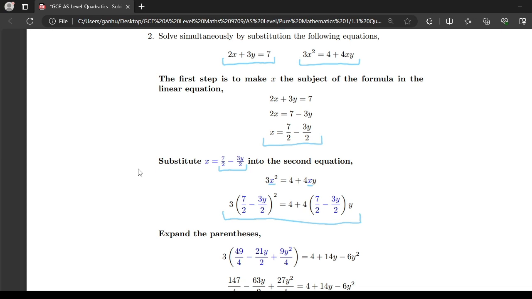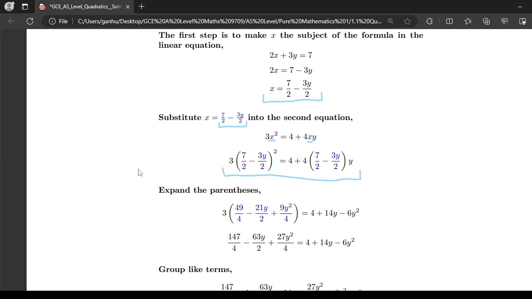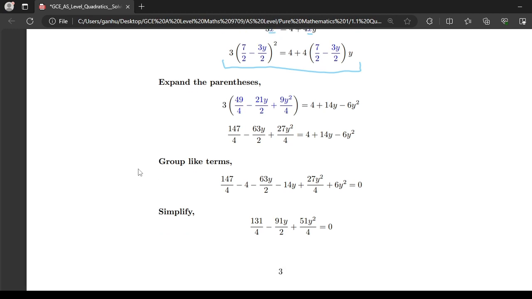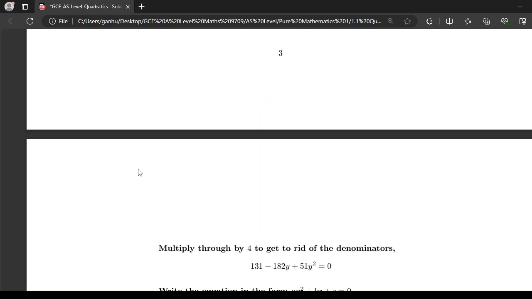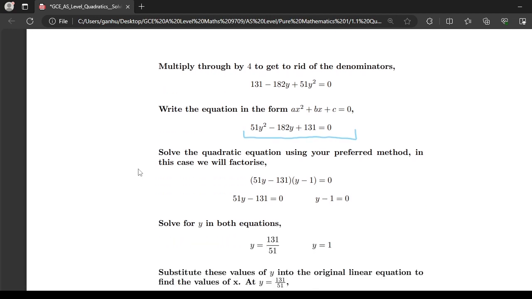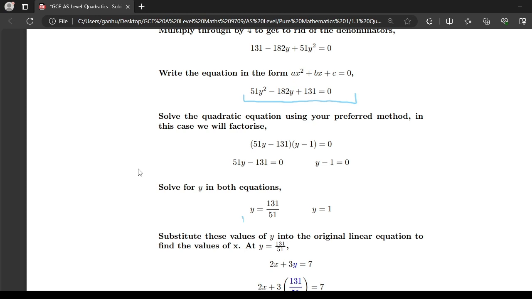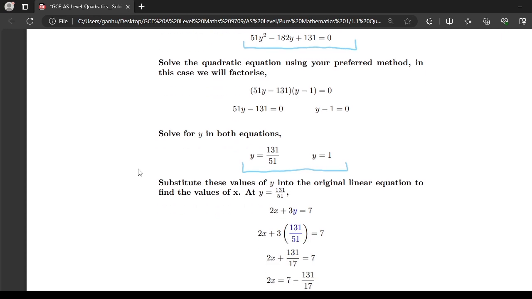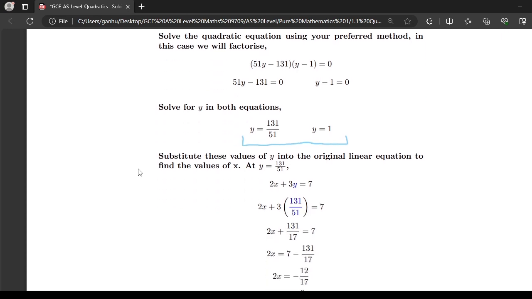Then now let's simplify by expanding the brackets and we should end up with a quadratic. And so here is our quadratic: 51y squared minus 182y plus 131 equals 0. And if you solve the quadratic, you get the y values, which are y equals 131 over 51 and y equals 1.